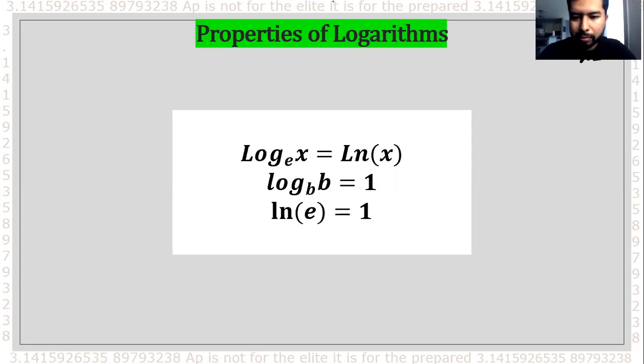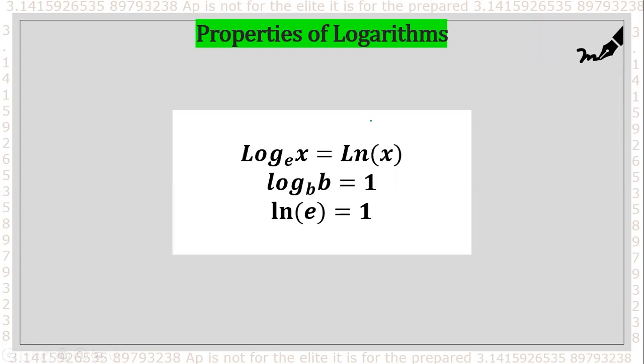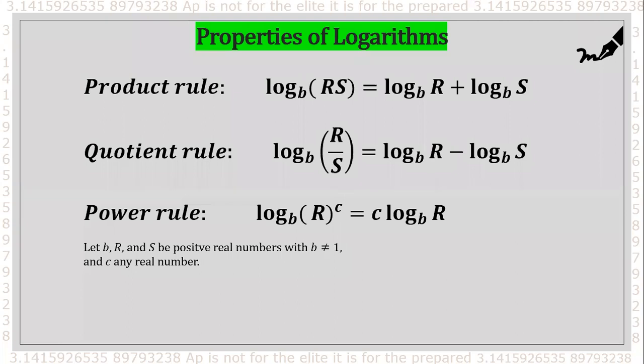Let me give myself more space by hiding these panels. That's better. Okay, so go ahead and pause the video, write these notes down in your notebook. Today the main part of this lesson is called the product rule, the quotient rule, and the power rule. This works as long as my values for the base b, r, and s are positive real numbers, and of course b is not equal to 1.